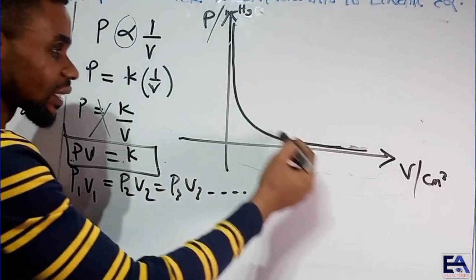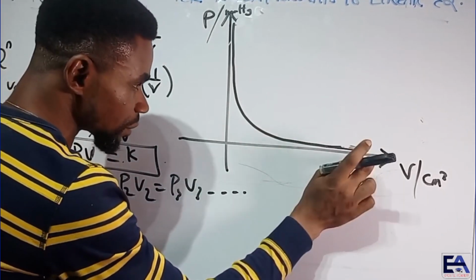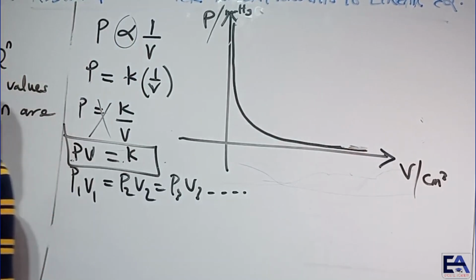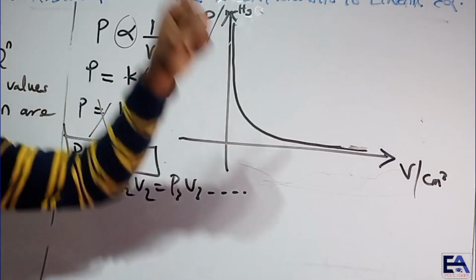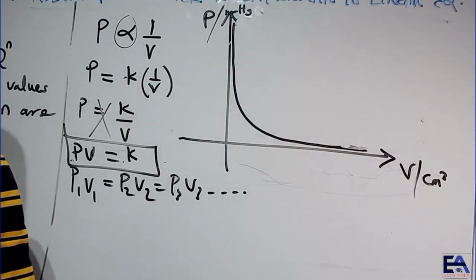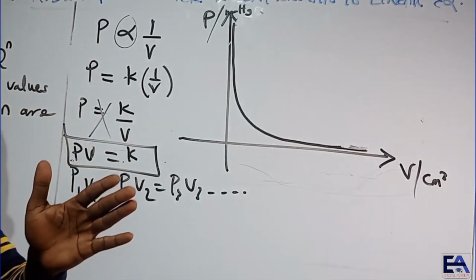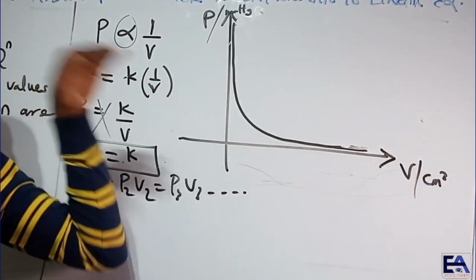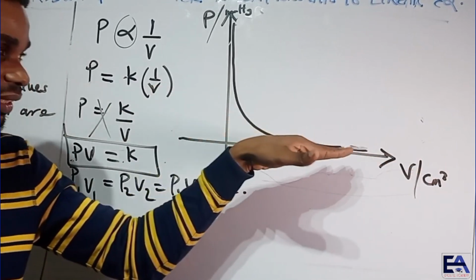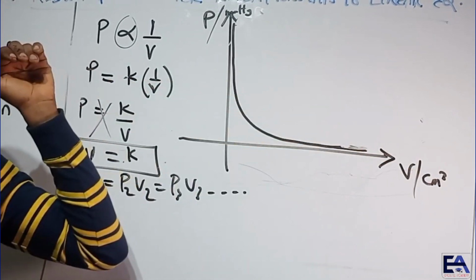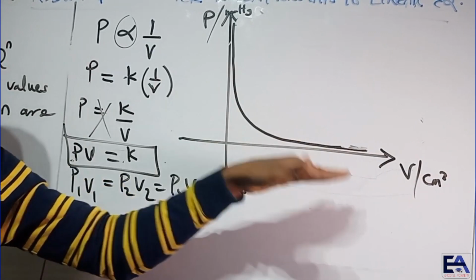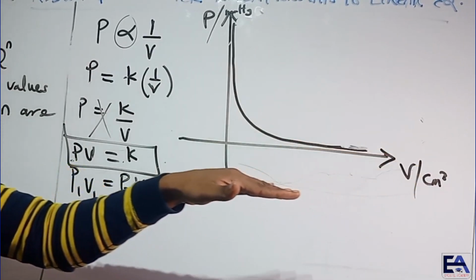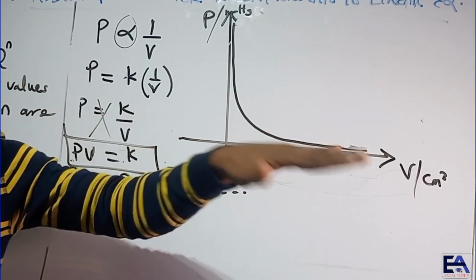So this line will try as much as possible to touch the volume axis, the V axis, but it will never get there forever and ever. Regardless of the value, as the value is changing, the more the value changes, the more the tendency of this line trying to approach it, but the tendency is infinity. It will never be able to approach it. Do you understand it now? So that's how it will keep going like that.